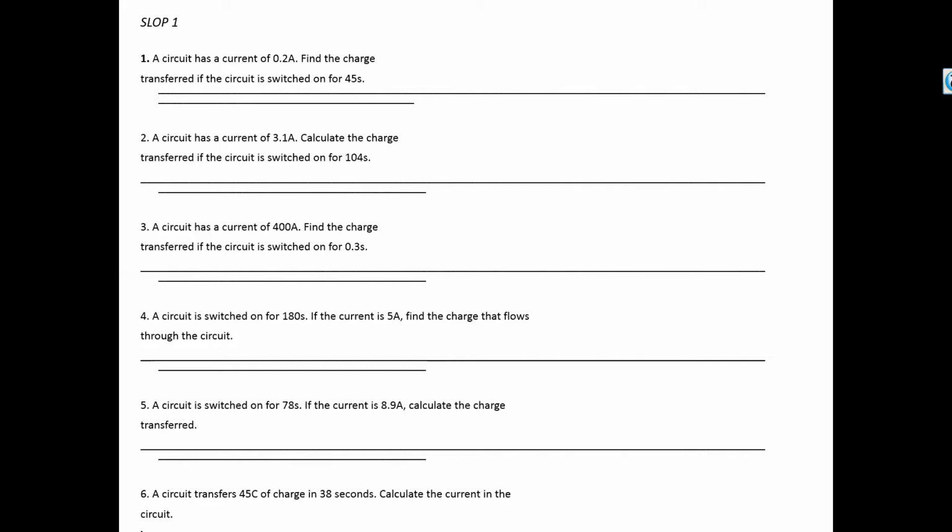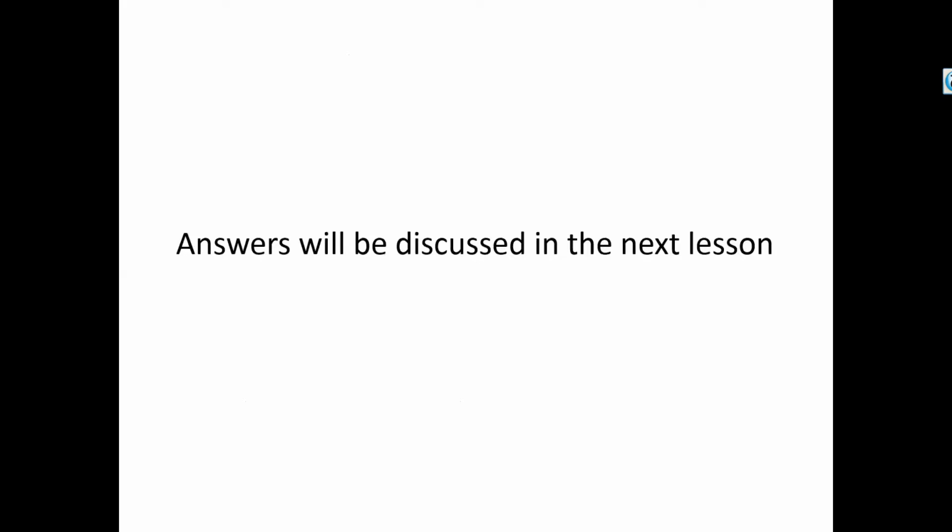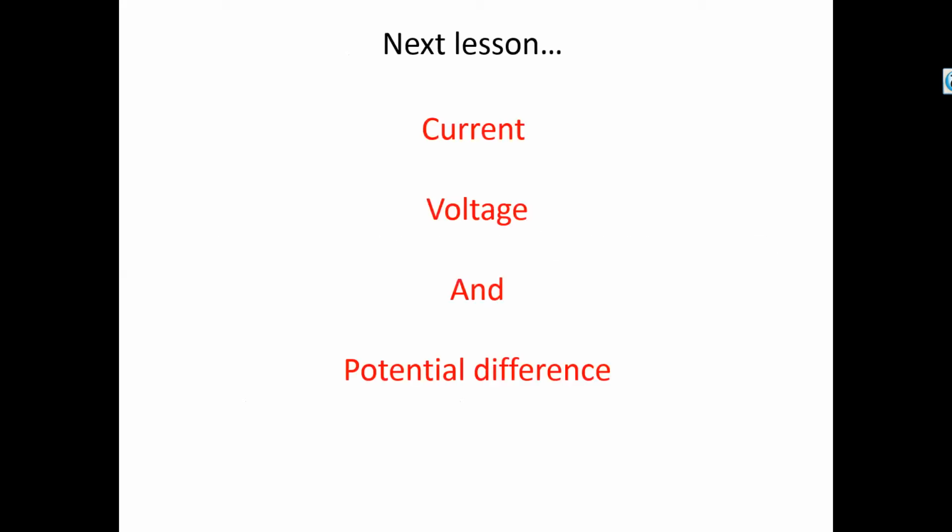Okay, hopefully you've had a go at those questions. You've remembered to write out the equation, Q equals IT. You've remembered to substitute in the numbers and then multiply or divide as necessary. The answers will be revealed in lesson 2 next time. And our next lesson is going to be on current, voltage, and potential difference.